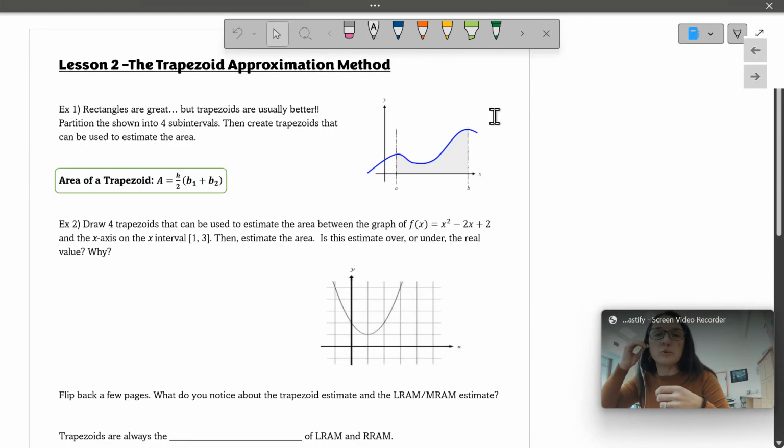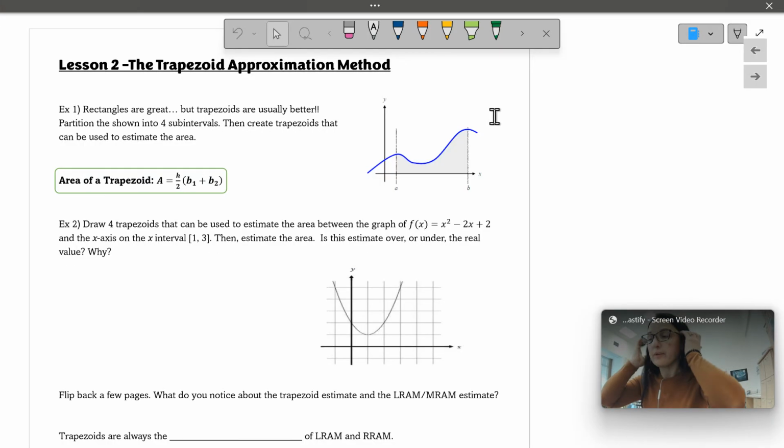And I'm going to move this so my earring doesn't bang on my microphone. Hopefully that helps.